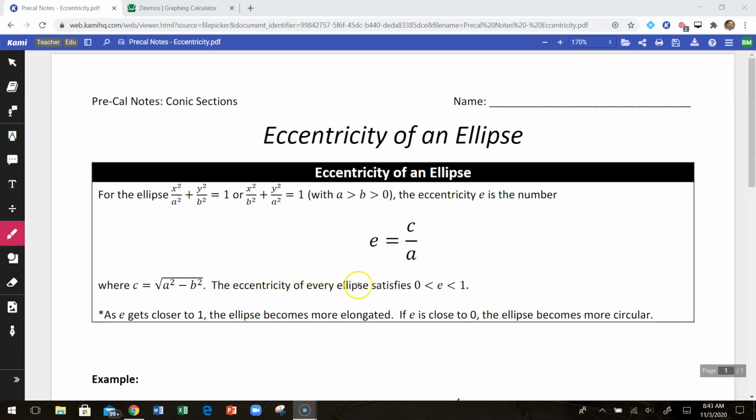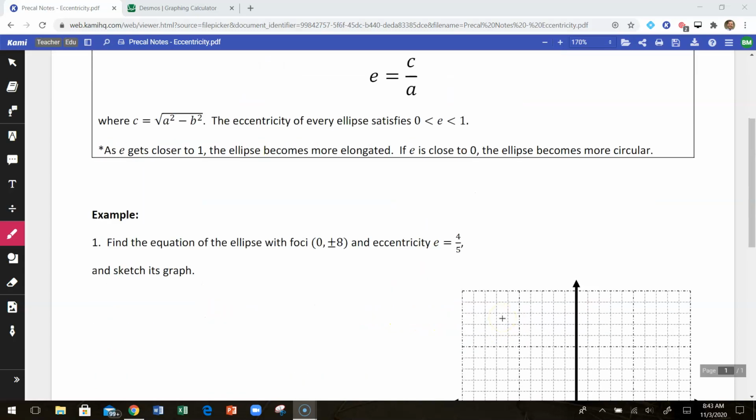Every single ellipse will have an eccentricity value somewhere between 0 and 1. And then here's a note to think about. As e gets closer to 1, the ellipse will become more elongated. And if e is close to 0, the ellipse is more circular.